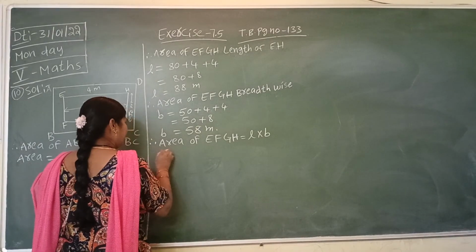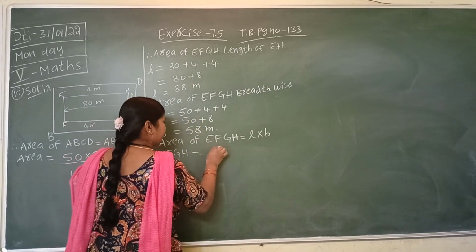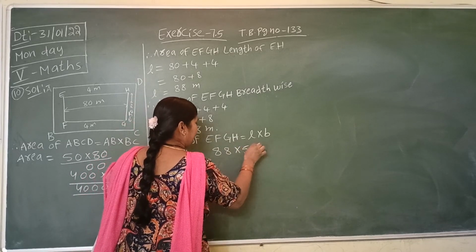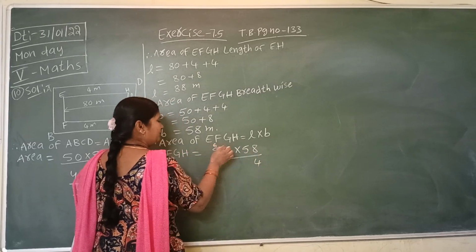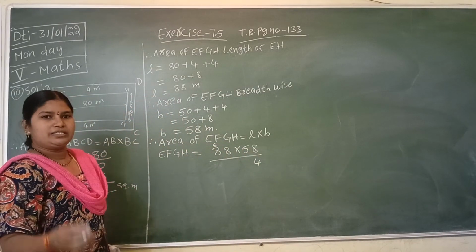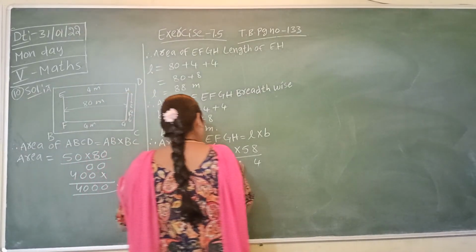Now using these increased values you have to find the area of EFGH. Therefore area of EFGH equals length into breadth. Area equals 88 into 58. 8 8s are 64, plus 6, how much? 65, 66, 67, 68, 69, 70. What are you getting, children?